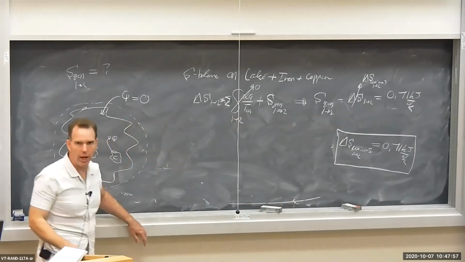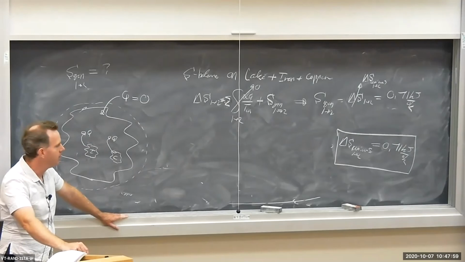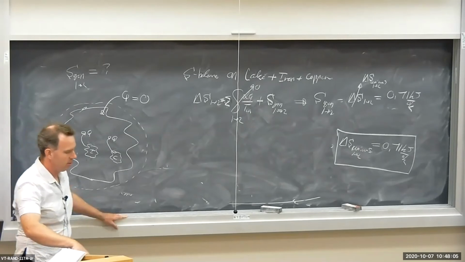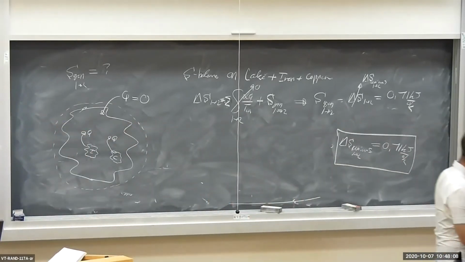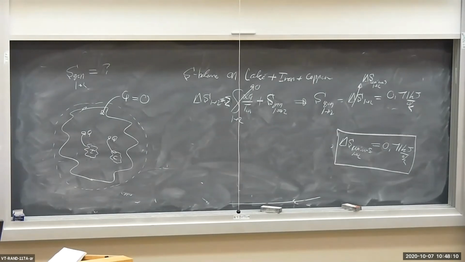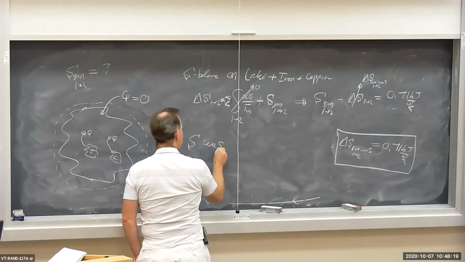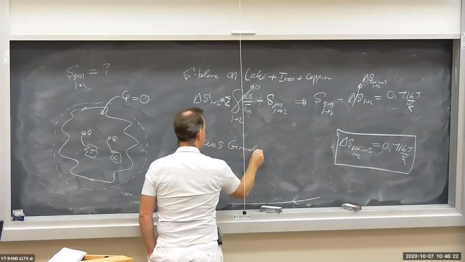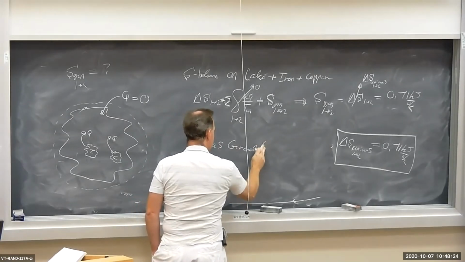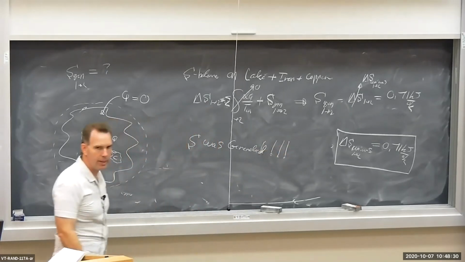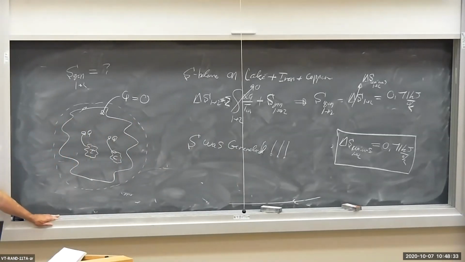So entropy was generated for this process. 0.71 kilojoule per degree Kelvin was generated inside my lake, iron, copper system somewhere over the process. So there's an irreversible process going on here because S gen is positive.